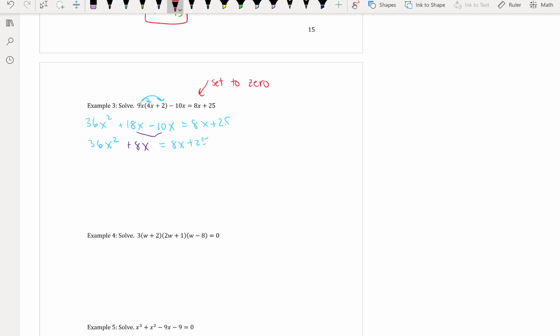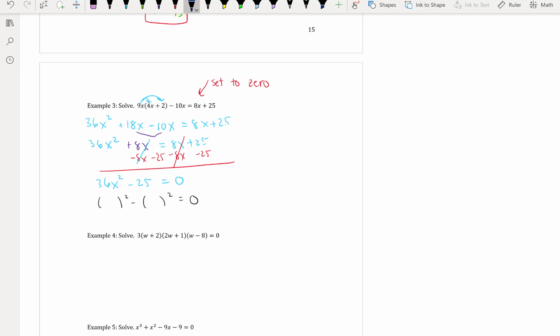So now I'm going to subtract this, so minus 8x from both sides. And I'm also going to subtract 25 from both sides as well. So there it cancels. So I'm left with a 36x squared. The 8x cancels on both sides. Minus 25 is equal to 0. So how am I supposed to factor a two-term polynomial? Well, here I can actually see that these are going to be perfect squares.